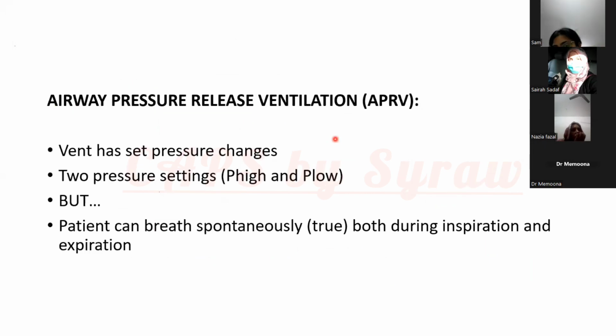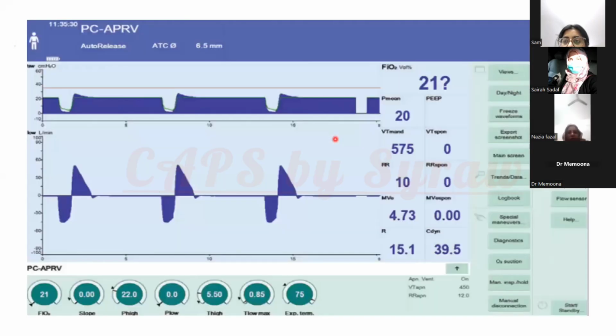Now, what is airway pressure release ventilation, APRV? In this mode, there is again a set pressure change. There are two pressure settings, P high and P low, and the patient can breathe spontaneously. The patient can have spontaneous breaths, both during inspiration and expiration. This is how it looks. Here you could see that we can set an FiO2, a P high, P low, then time high and time low. There is no respiratory rate setting in this. The respiratory rate will be set indirectly by T high and T low values.